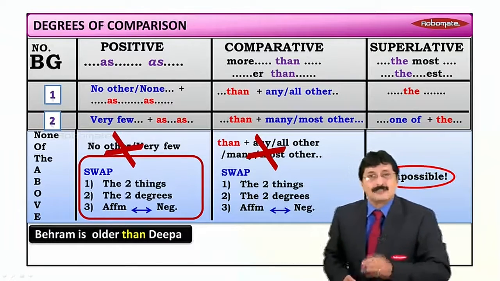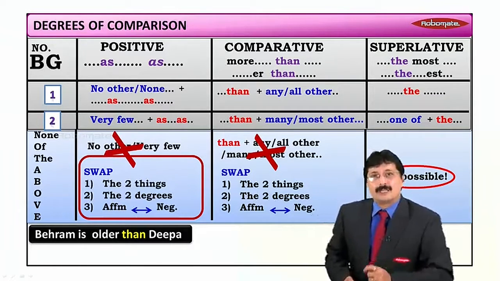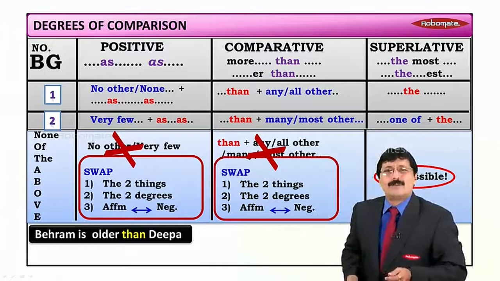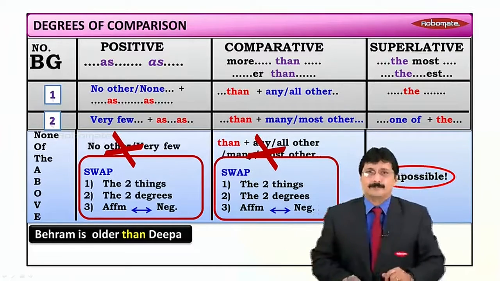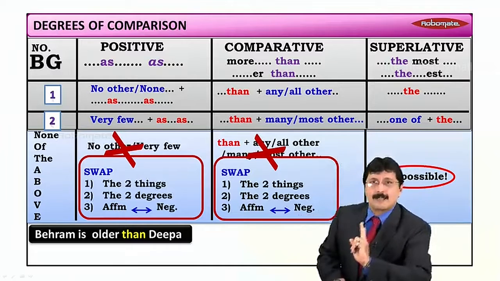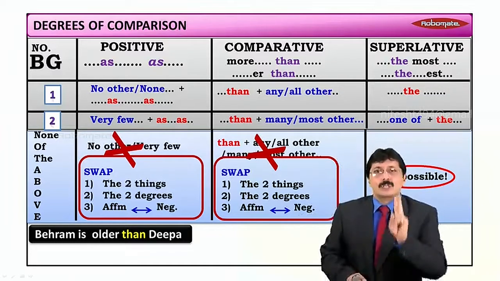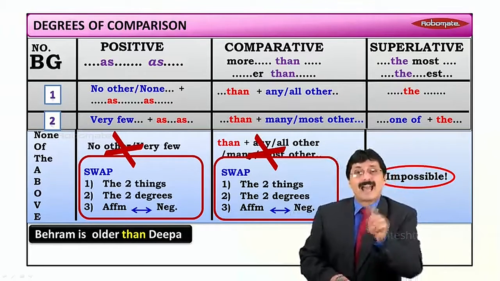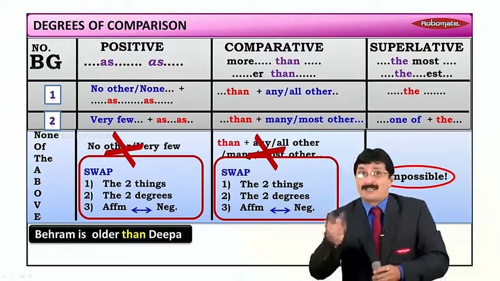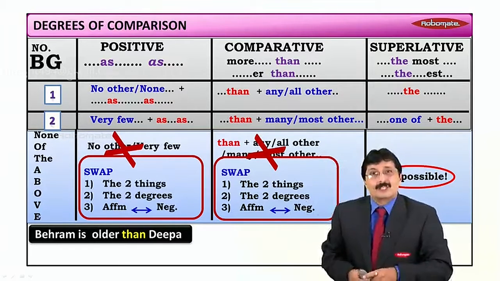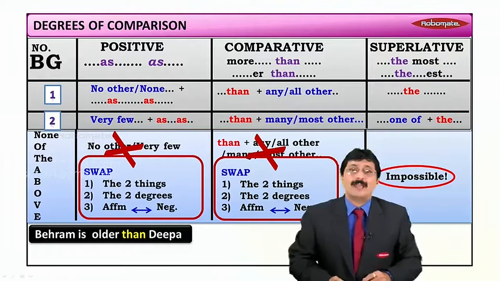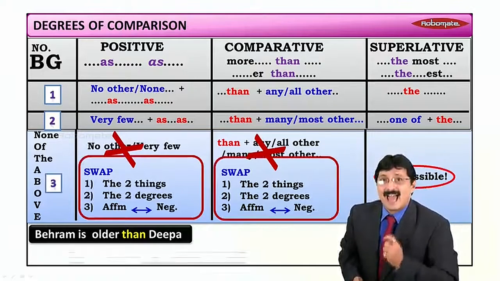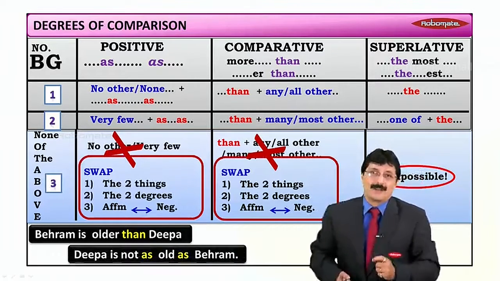And in such cases, there is only one formula, and that formula is swap. Swap? Exchange. Yes, what do you swap? Simple. Swap the 2 things that are compared. Behram and Deepa. That means Deepa starts the sentence and Behram ends the sentence. Swap the 2 degrees. Only 2 degrees. Superlative is impossible. So older than becomes as old as. When the degree changes, the bodyguard also changes. And finally, swap affirmative and negative. Is will become isn't. And so my answer becomes: Deepa isn't as old as Behram.